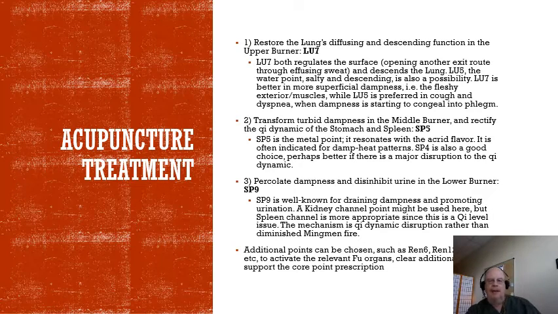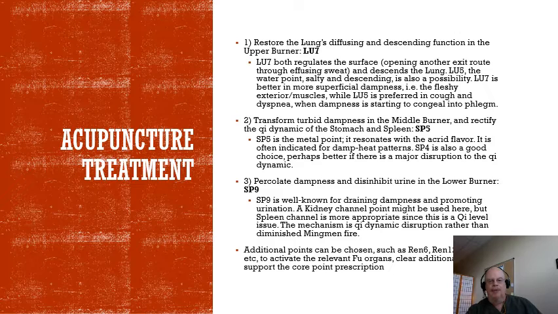To percolate dampness and disinhibit urine in the lower burner, you can't get much better than Spleen 9. It's a well-known point for draining dampness and promoting urination. One might be tempted to add a kidney channel point here, but the spleen channel I think is more appropriate since this is a qi level issue. The mechanism is disruption of the qi dynamic rather than diminished Mingmen fire.